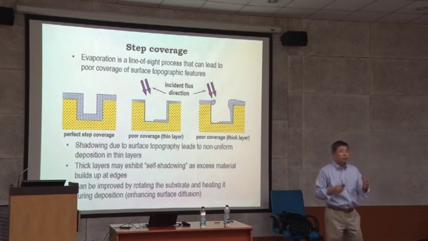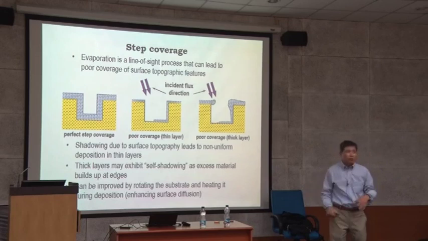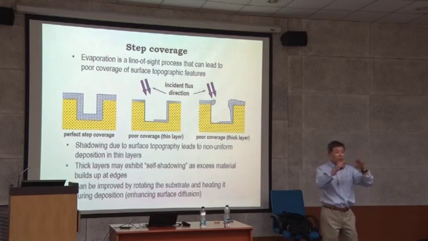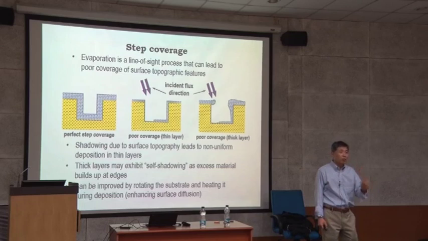So in order to deposit very uniform coverage, simply you increase the pressure. Okay? You increase the pressure, then you have better coverage. What's the best example of high pressure coverage? You can deposit at almost one atmosphere, like a CVD process. In CVD, you can deposit very complex structures.